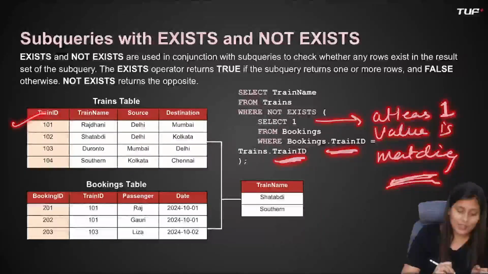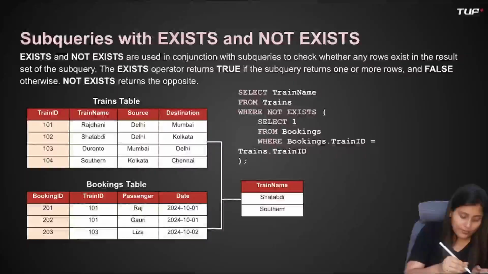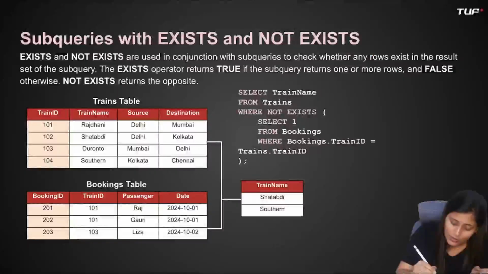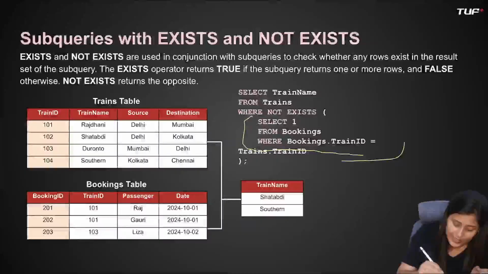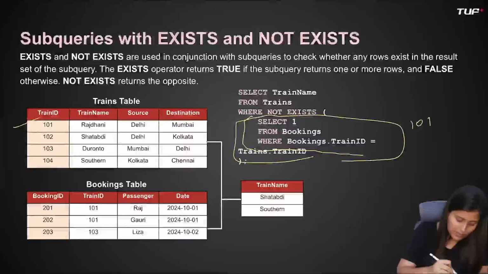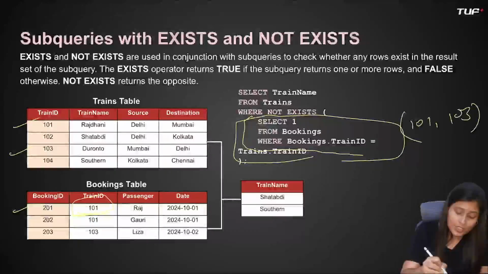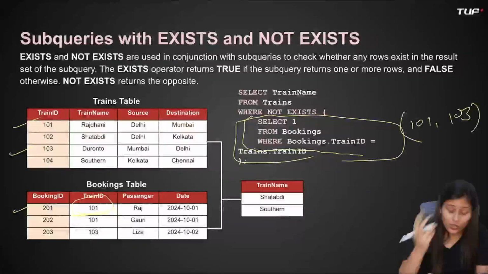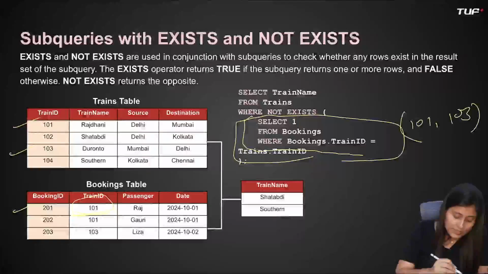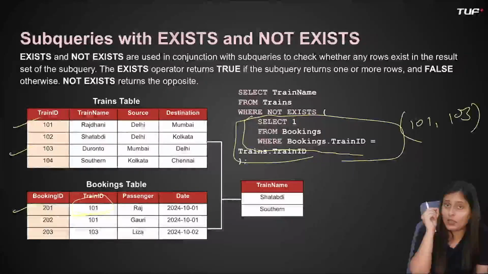So for 101, it's matching, yes, but the condition says NOT EXISTS. Let me give you the result for this. This SELECT 1 with this condition means at least one row should match. So this will give you 101 because 101 is matching here, and 103 is also matching. But now what is the condition here? NOT EXISTS. So now the train's name will come here and it will check whether it does not exist. For Rajdhani, 101, does it exist or not? It already exists, right? But our task is to select all those IDs which do not exist.